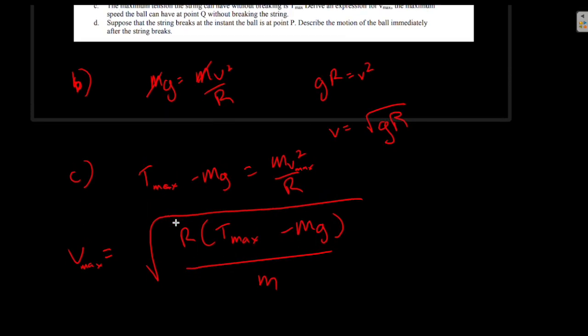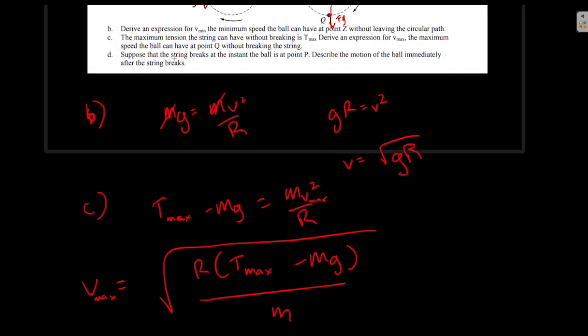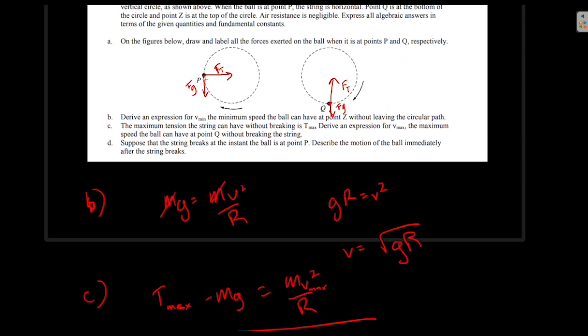Cool. And then part D, I don't think we need to write this down. Suppose the string breaks at the instant the ball is at point P, so on this side right here. Describe the motion of the ball immediately after the string breaks. So here the only direction that it's going is up, right? And the moment the string breaks, force of tension doesn't matter. There's no tension in the string anymore. So the only direction that the ball was going was up at this moment.